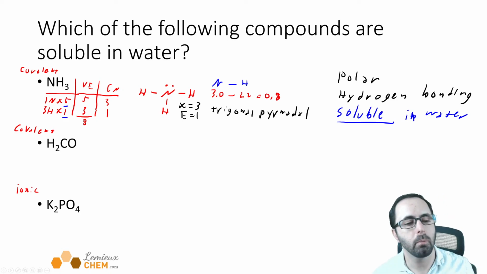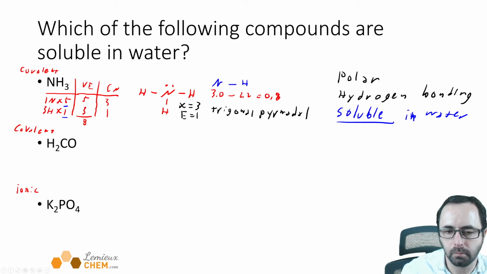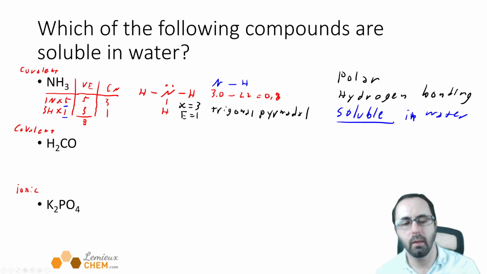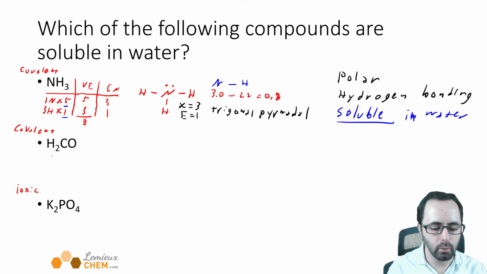Because water is also polar, so it will mix with water. Okay, and then the next one is also covalent, so we have work to do to draw the Lewis structure.